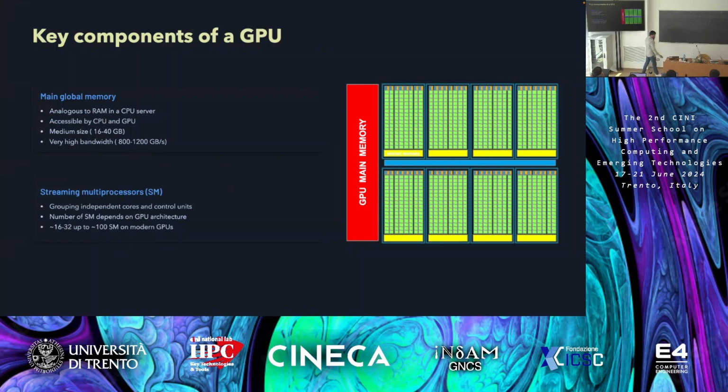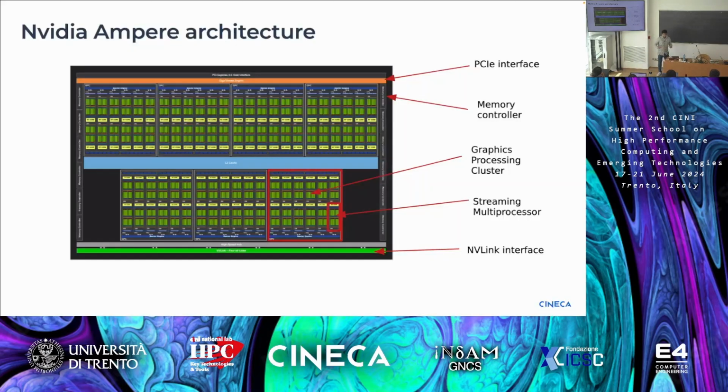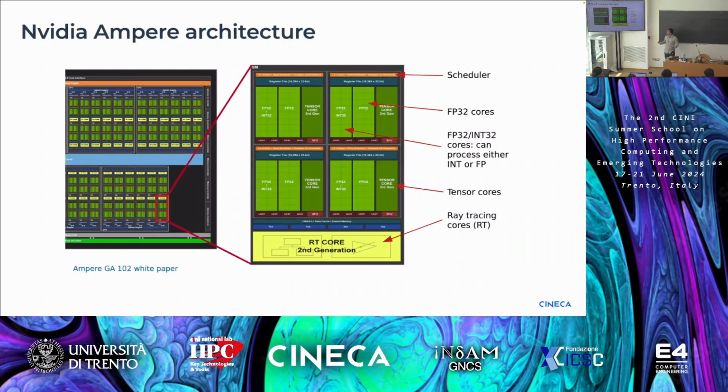Okay. And if you just zoom in, you will see there is a PCI interface, memory control. These are the graphics processor clusters. These are your streaming processors, and there is your NVLink. But let's zoom out a bit more. You will see that there are schedulers, and you are doing floating point 32 cores, and you are also doing some tensor operations. There's ray tracing and all sorts of things. Okay.